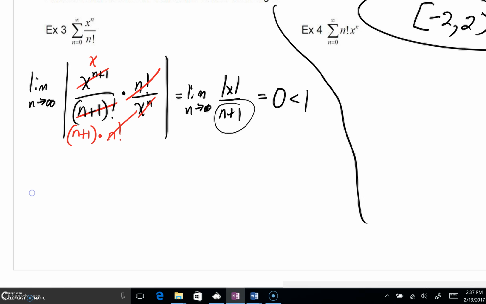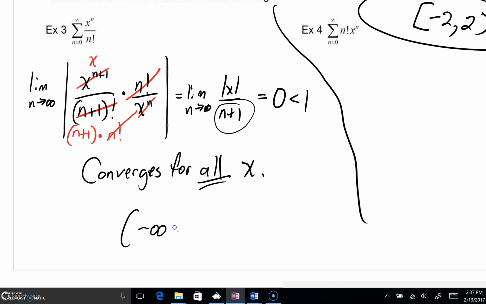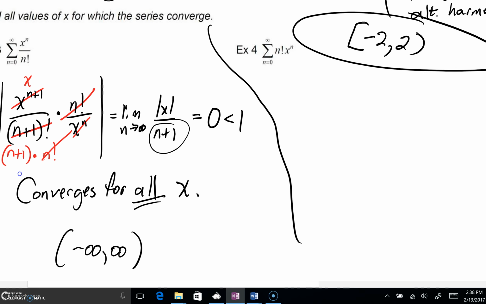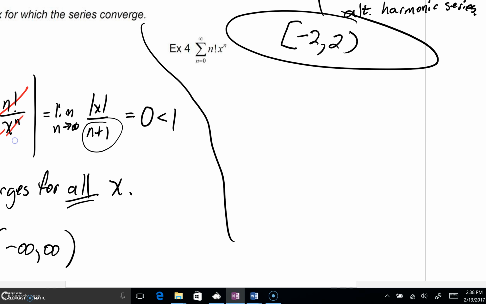Wow, that means that we get convergence everywhere. It converges for all x. Interval, if they ever said write out an interval, you'd say from -infinity to positive infinity. Okay? So that's a wonderful type of situation. You can see we really didn't wind up doing nearly as much work as some of these other problems. By way of comparison, let's take a look at example 4.